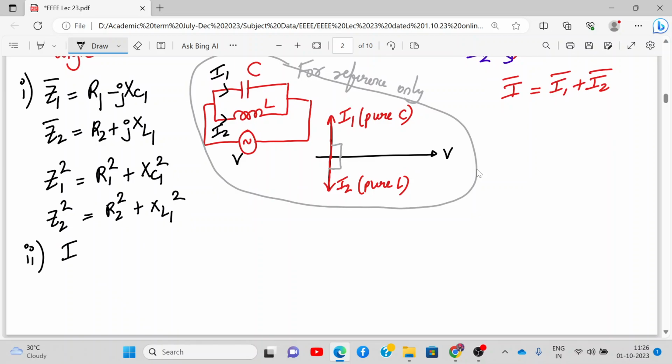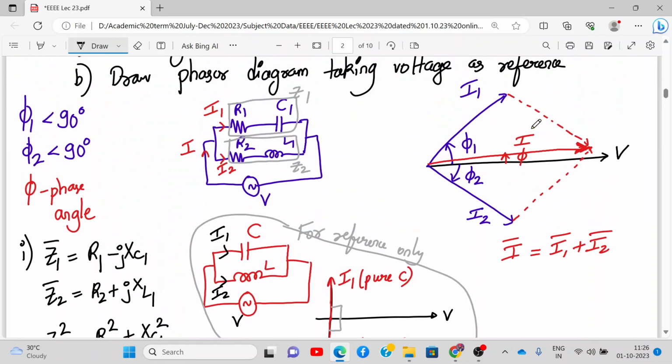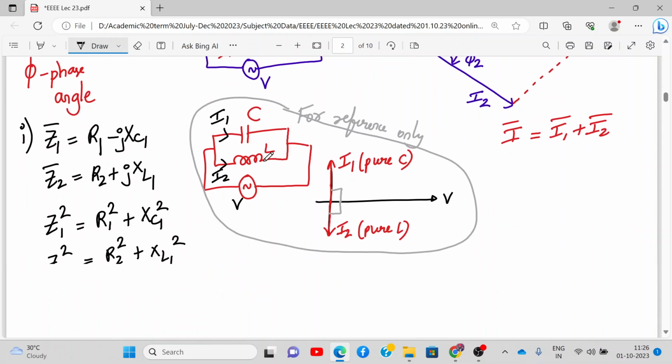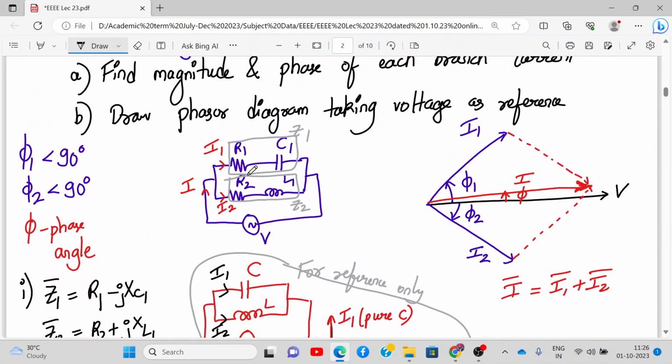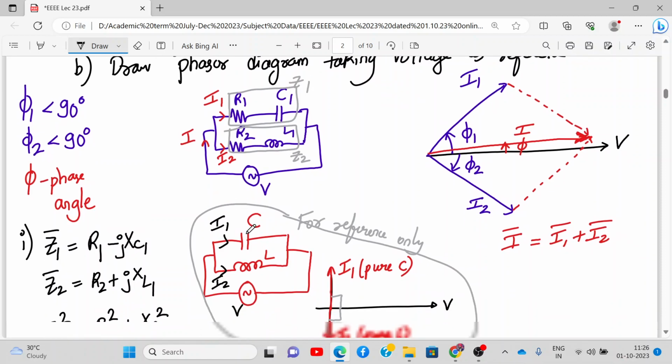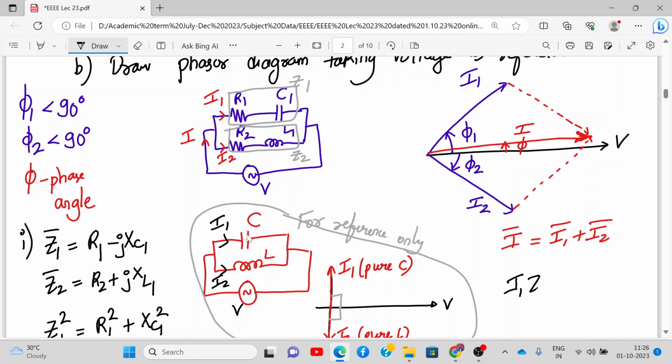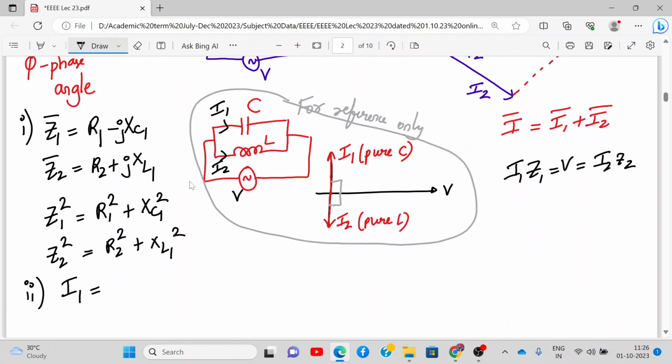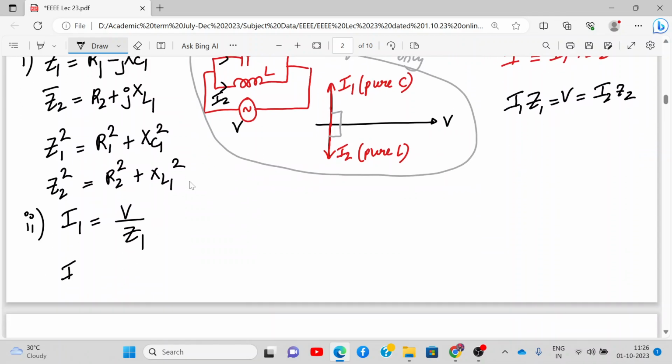Now second part, what is current I1 given by? Can I write current I1 as V upon Z1? Yes. And current I2 as V upon Z2? Yes or no? Because basically your I1 into Z1 is V and I2 into Z2 is also V. Correct? Here I'll write it down. I1 into Z1 is voltage V and that is equal to I2 into Z2. So can I write I1 as V upon Z1? Yes. And similarly, I2 will be V upon Z2.